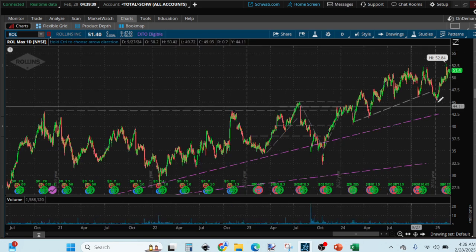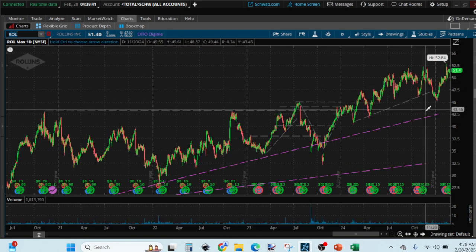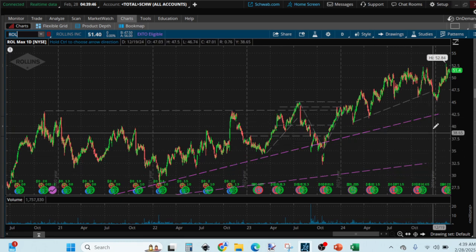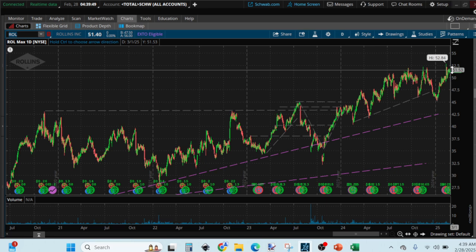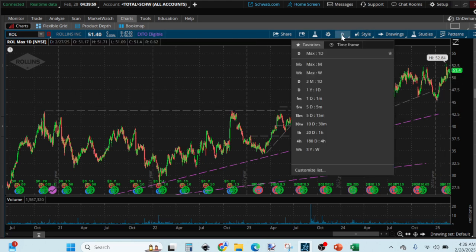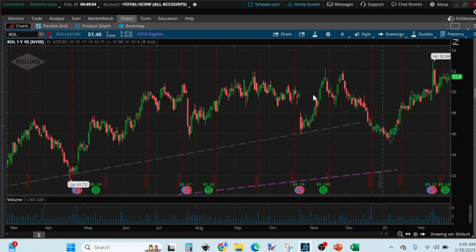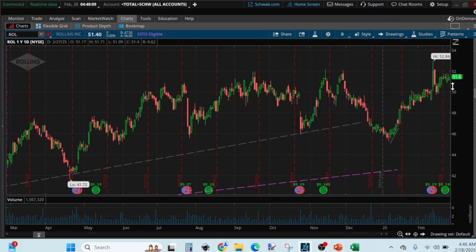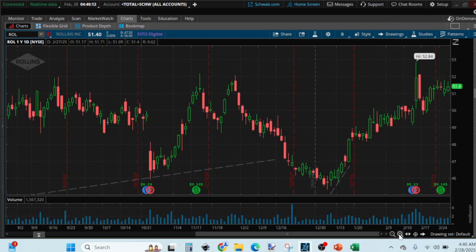So ROL, we have two lines, two support lines or two option lines, long option lines that we like to buy at, but right now it is higher up, nowhere near our trend lines yet, and yesterday the price went up. You can use maximum daily chart or you can use 1 year daily chart. So let's zoom a little bit. You can see we have a green bar yesterday.